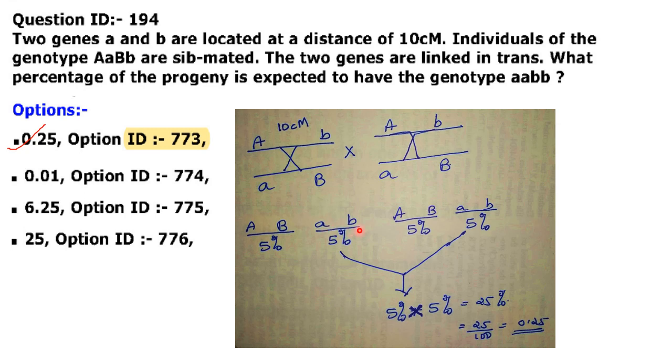So they have asked for percentage of the progeny expected to have genotype small a, small b. So if you cross these two gametes, that is small a, small b and small b over here, you get 5 into 5%. That is, these two should come together. Only then you will get the genotype small a, small b. So 5% into 5%, that is 25%. So it will be 0.25. So the answer here is option A.